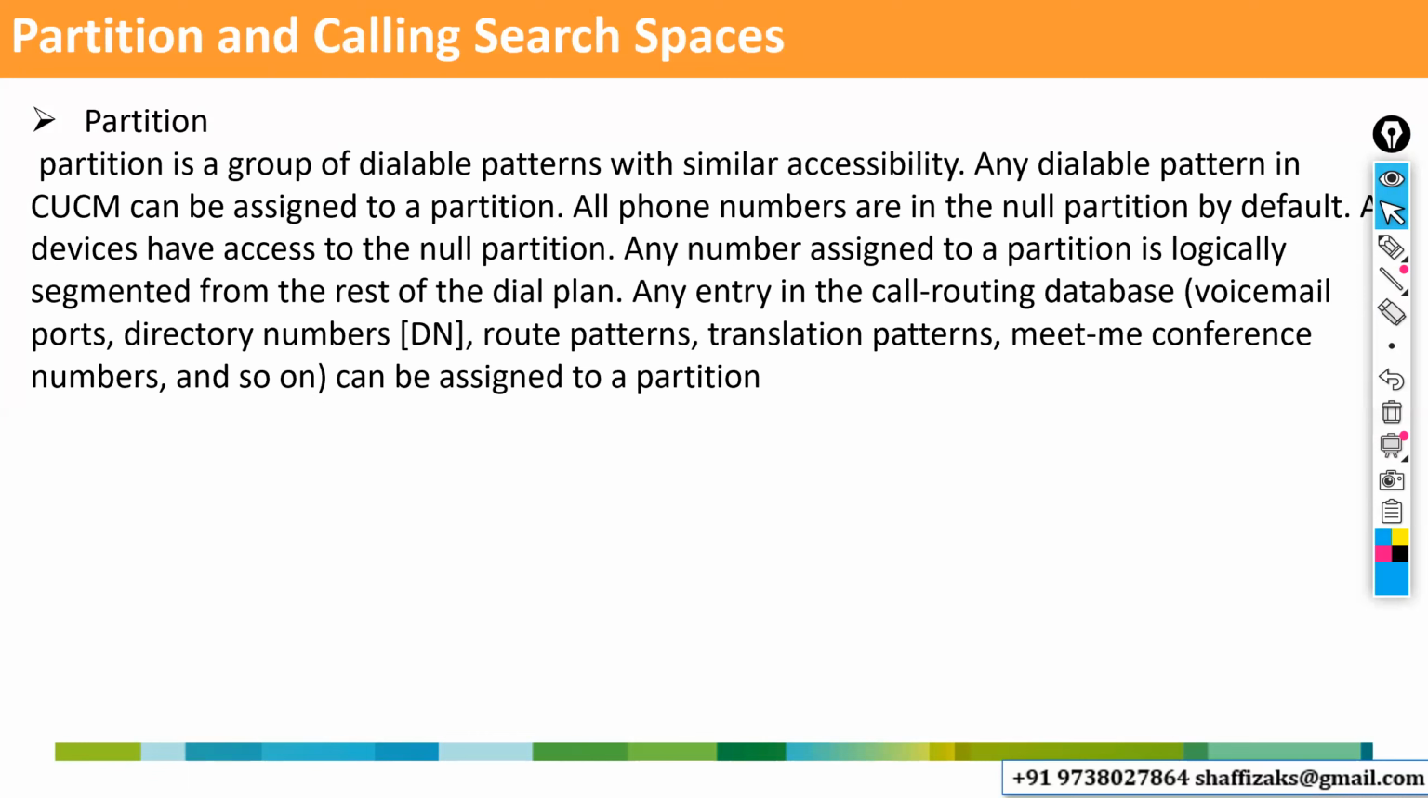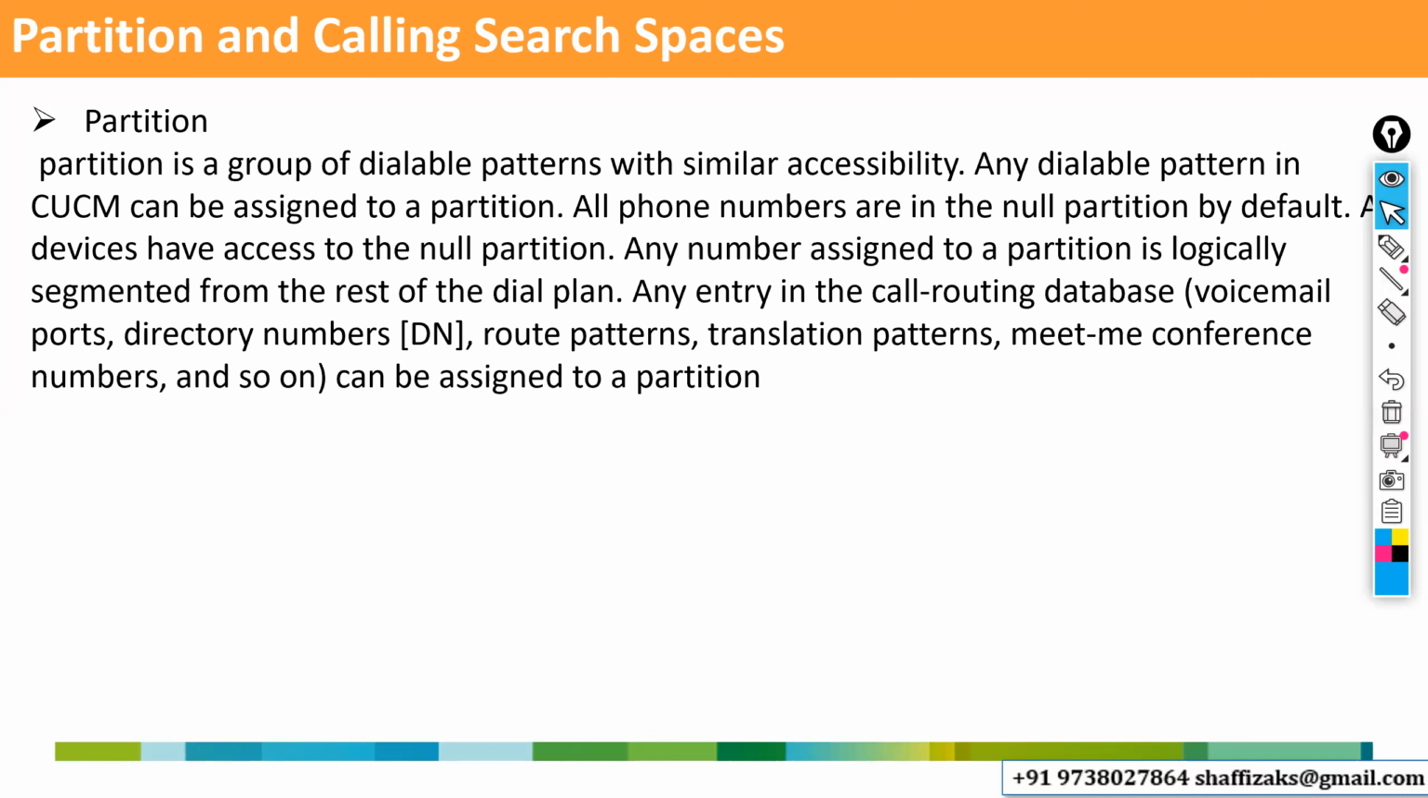Then there are translation pattern numbers, route pattern numbers, and meet-me numbers. These are the different types of numbers. For any of these numbers you can dial: you can dial a DN number, a translation pattern number, a route pattern number, a meet-me number. For every dialable number you configure, you are going to assign one partition.